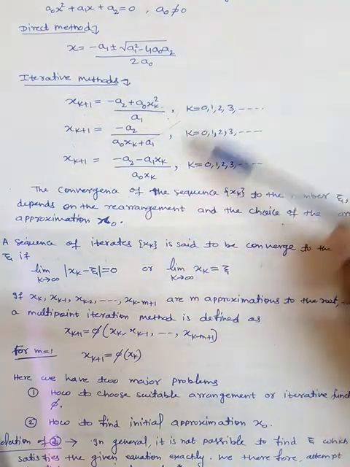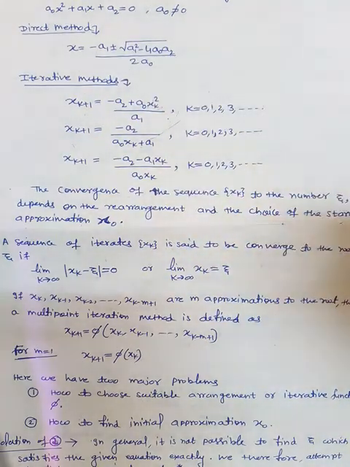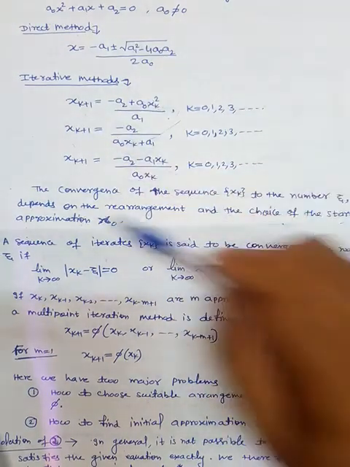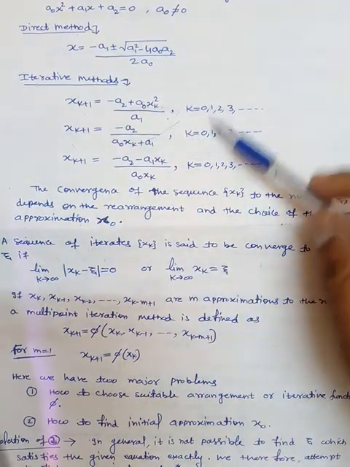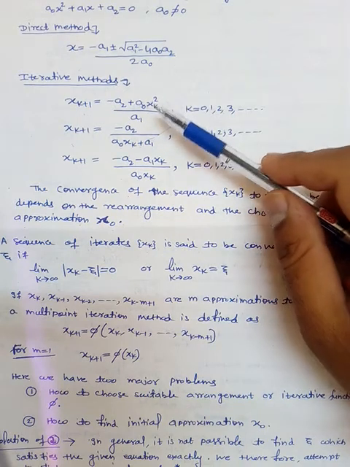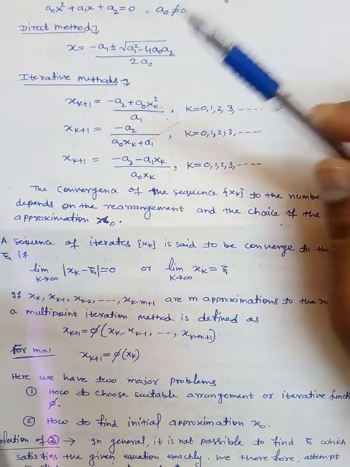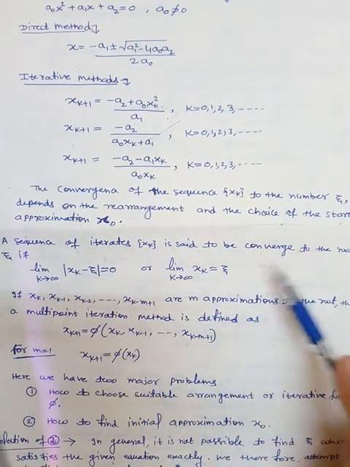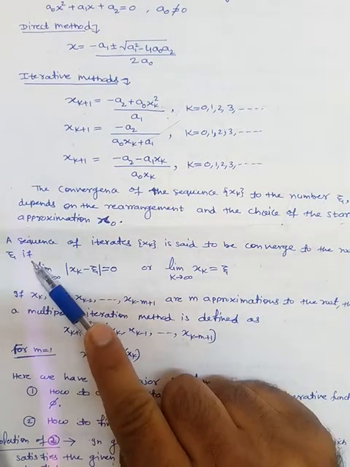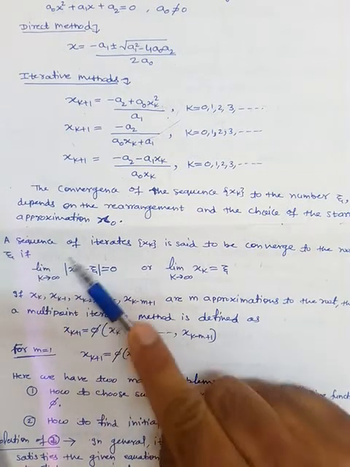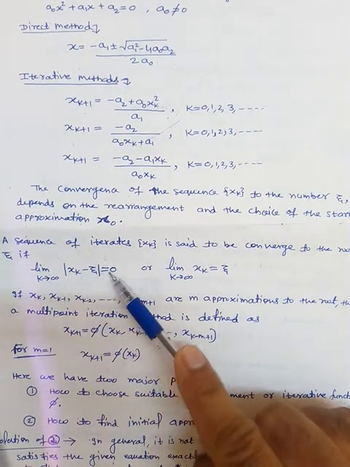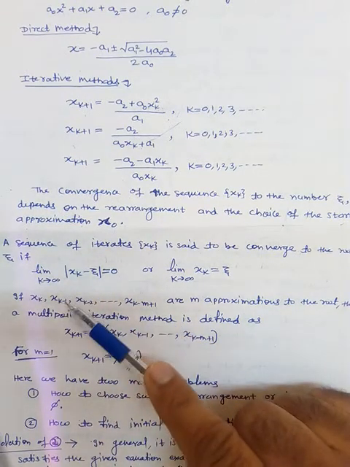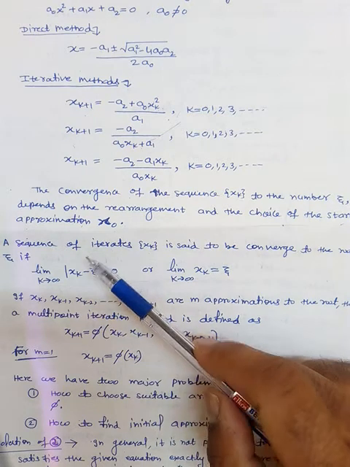so these methods basically depend upon two things. One, your choice of the method, whether you are opting first one, second one or third one. Second thing, the initial guess x naught. Okay, so a sequence of iterates xk is said to converge to the root j if the limit as k tends to infinity of the magnitude of xk minus j is 0. This is from the definition of the convergence of the sequence. You are already aware about this.